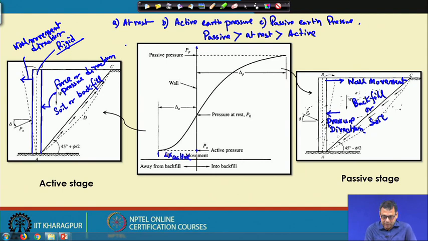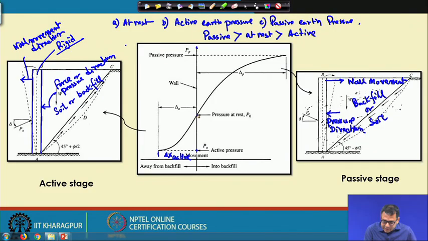This is the amount of wall movement, delta x, for active. To develop the full active pressure you need this much wall movement. Then at rest there is no wall movement, delta x is 0, but the pressure at rest is greater than the active. And for the passive, the passive force is maximum, and you need this much wall movement, delta x p.